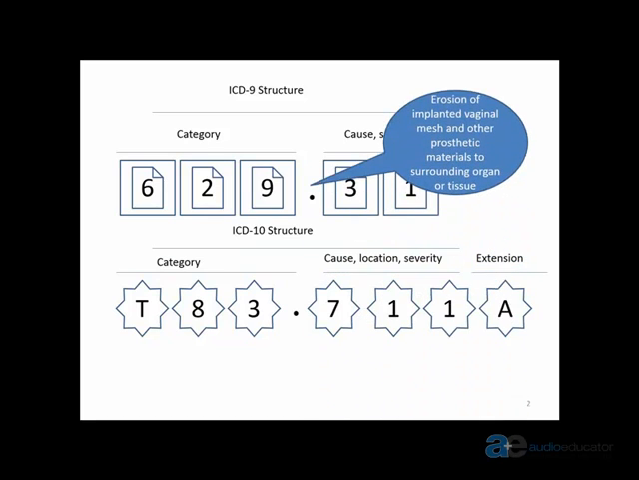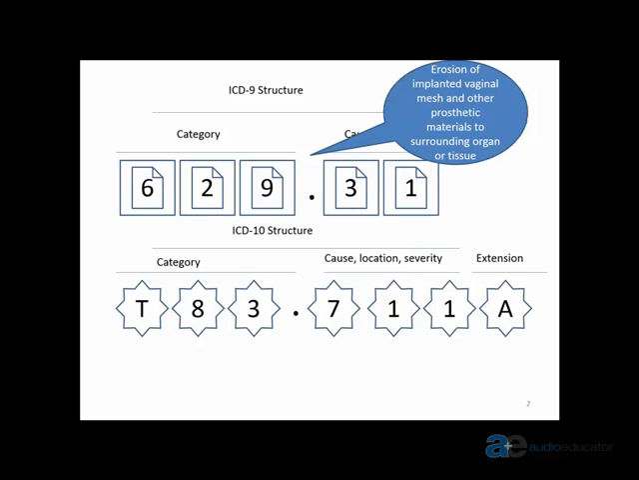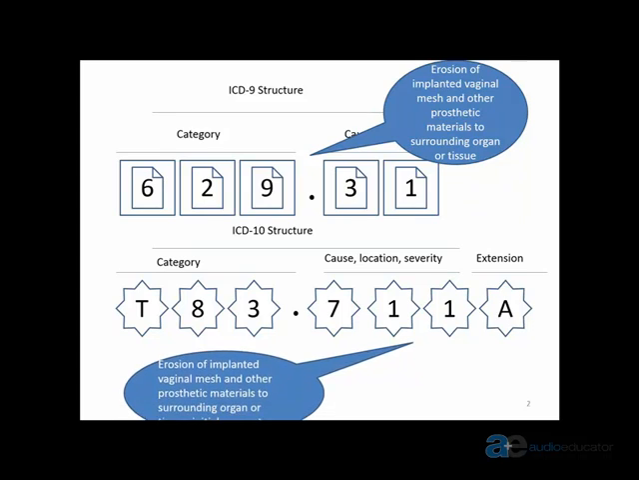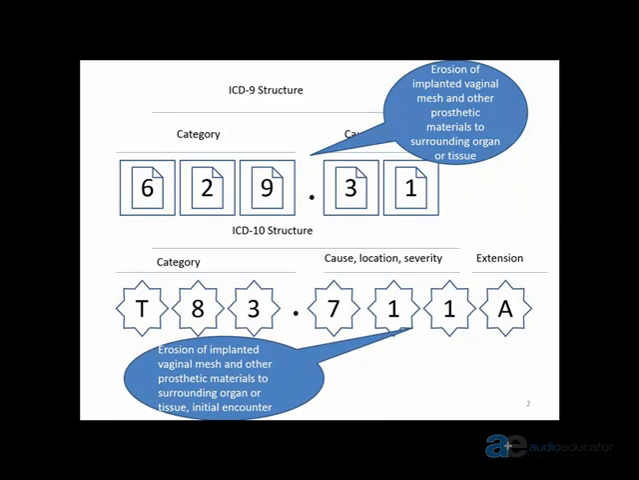in I-9, represents erosion of the implanted vaginal mesh or other prosthetic materials surrounding the organ or tissue, and when we get to I-10, there will be an identical code for this, but now the code is much longer, as we can see, beginning with the letter T, and it ends with an extension A, because this means that this was an initial encounter that the patient had for this erosion of mesh, and we'll just talk about that very quickly.